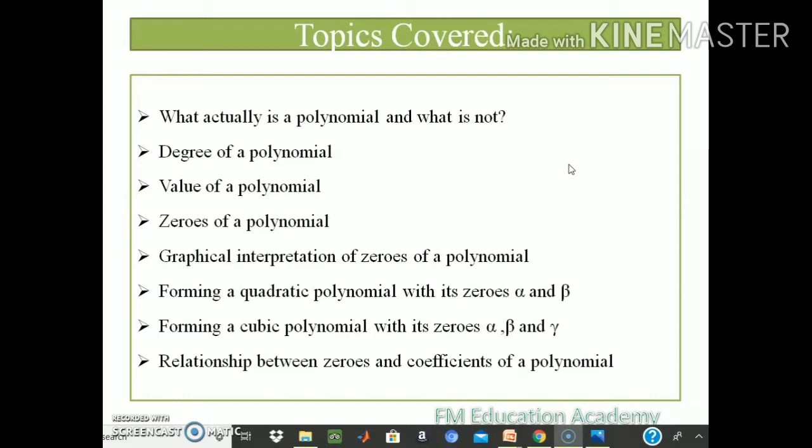So in this video, we'll learn what actually is a polynomial and what is not, what is the degree of a polynomial, what is the value of a polynomial, what we mean by zeros of a polynomial, how to plot zeros of a polynomial graphically, how to form a quadratic polynomial with its zeros, how to form a cubic polynomial with its zeros, and what is the relationship between zeros and coefficients of a polynomial.